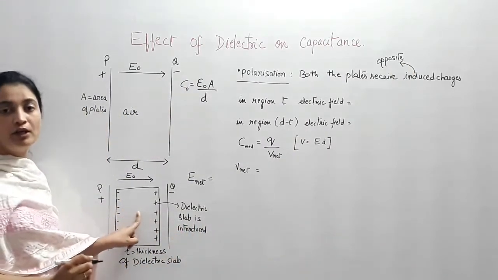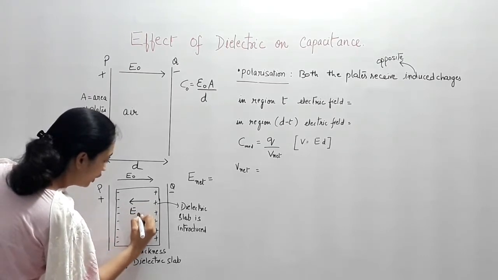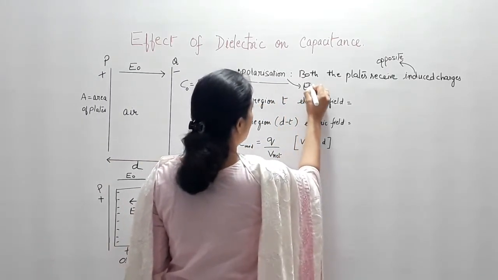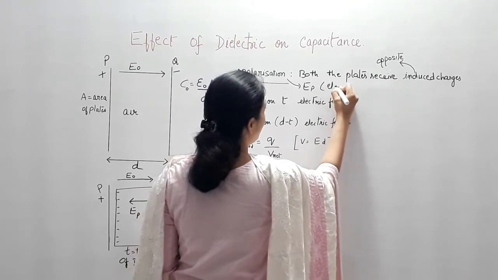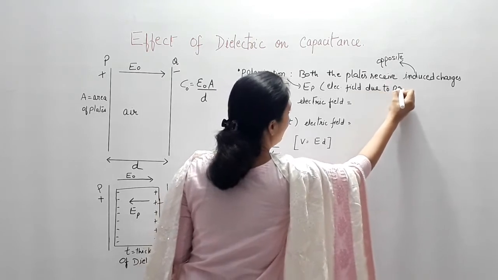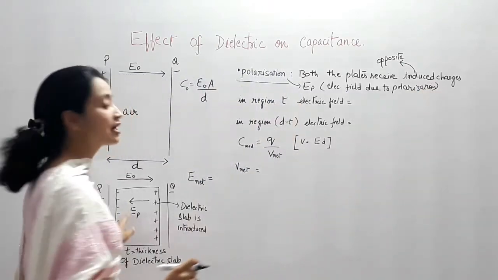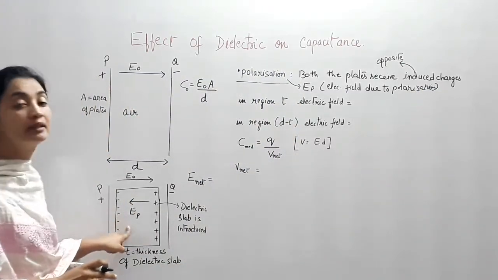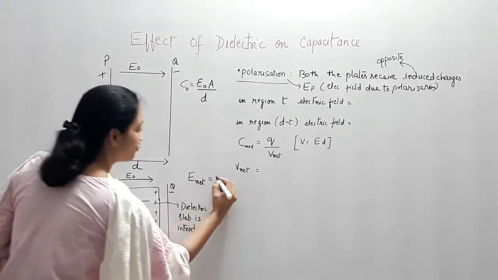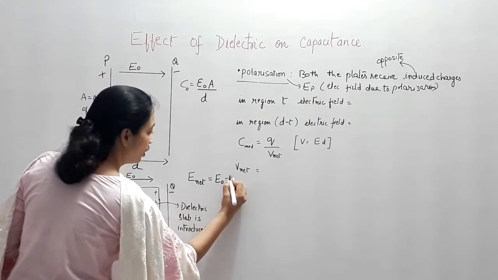Due to the presence of induced charges, there will be an electric field. We call it E-polarization. What is E-polarization? This polarization gives rise to EP, which is the electric field due to polarization. And this electric field causes a reduction in the amount of electric field within the dielectric. So what happens to the net electric field? The net electric field is E applied, which is E0, minus E polarization.